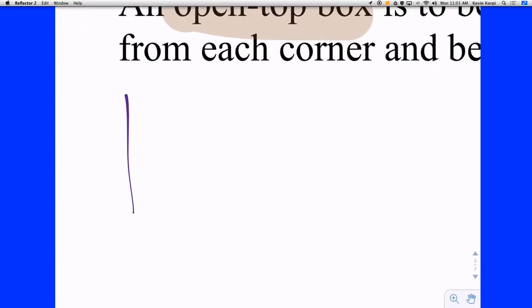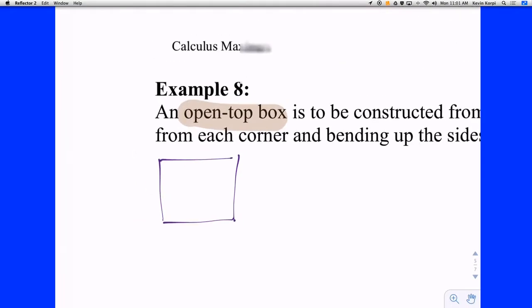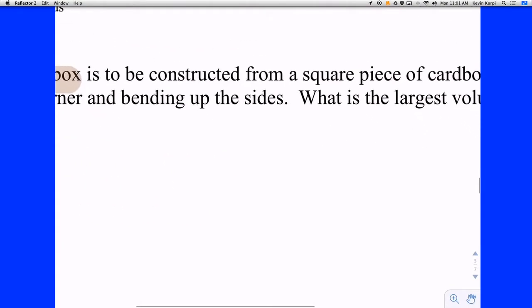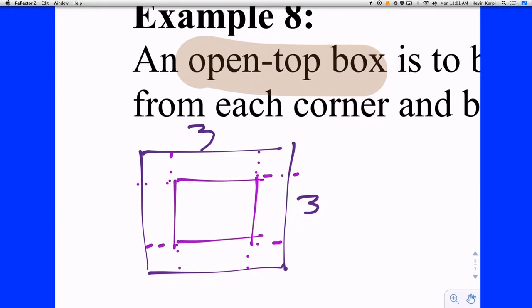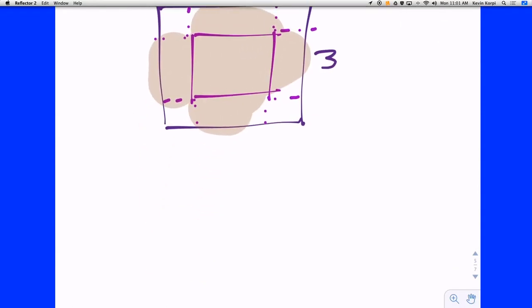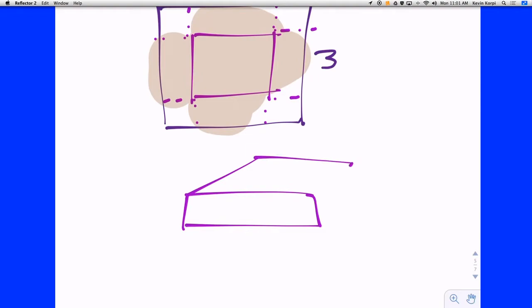All right, so here's the idea. Take a square piece of cardstock or whatever that's 3 feet by 3. And you are going to cut little corners out so that you're left with these folding lines right here. And you're left with this. And with those corners gone, then you can fold up the sides, and you have your open top box, right? Looks like that.